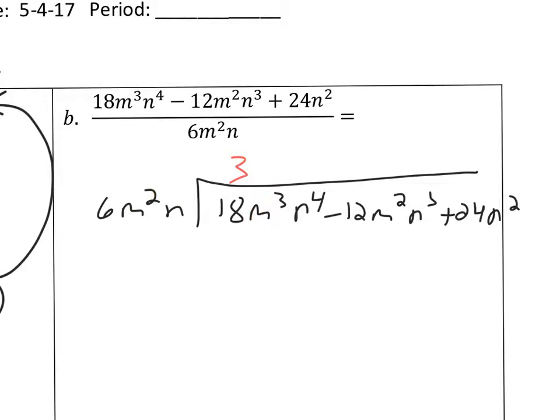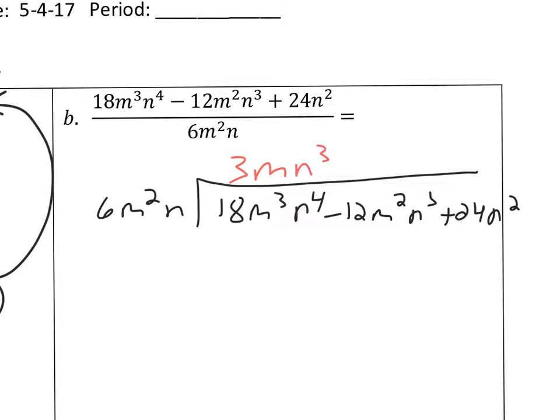We need to get to 3, so that means all we need is 1 more on the top. Okay, and same thing with the n. How can we get n to the first turned into n to the fourth? Well, we have 1 out here. How do we get to 4? We need 3 more, so that's n to the third.